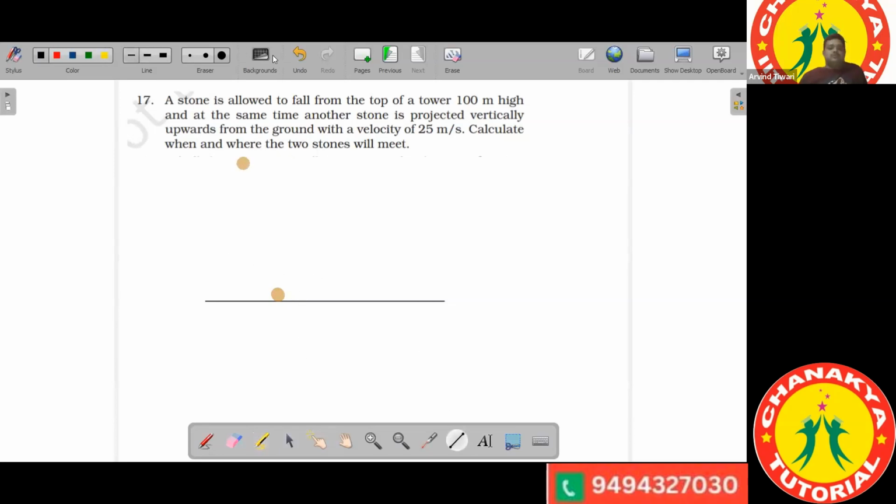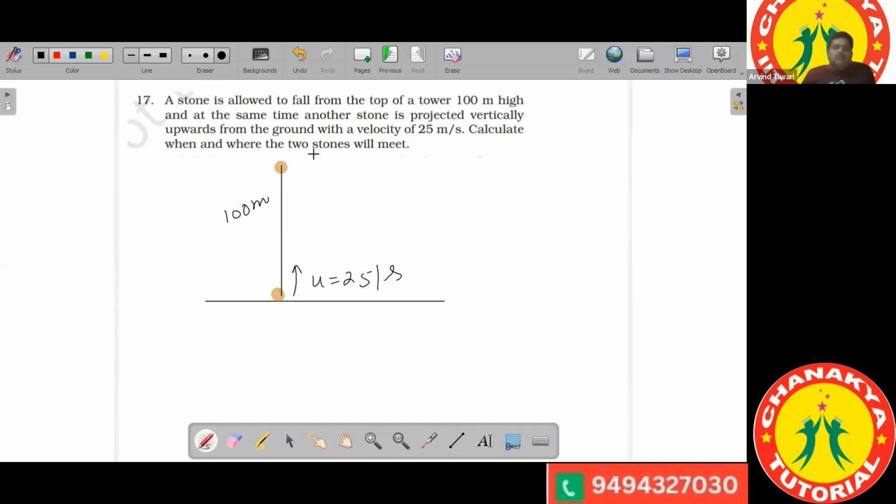Okay, so there are two stones. One stone is thrown vertically upward with a speed of 25 meter per second. A stone is allowed to fall from the top of a tower. The other stone is at the top of the tower, 100 meter high, so it is at a height of 100 meter. And at the same time, another stone is projected vertically upward from the ground with a velocity of 25 meter per second. So you have to calculate when and where the two stones will meet.